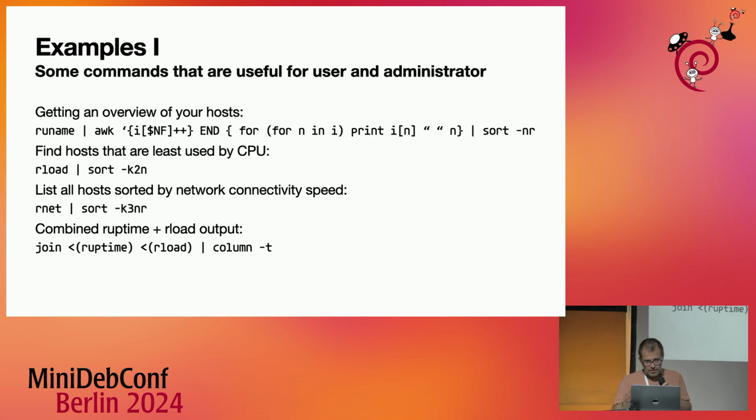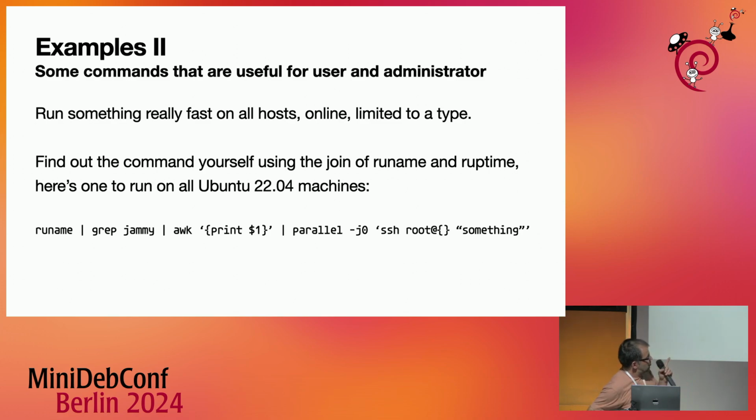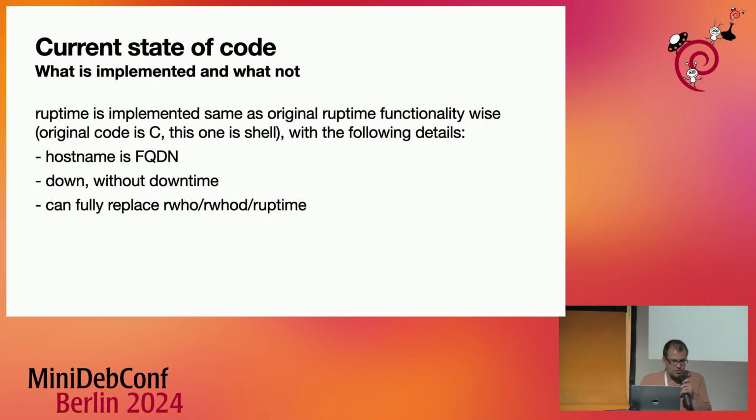I did some examples. I will skip them because I've got only 2 minutes left. I'll put the slides online later so you can read them more slowly. The current state of the code, you see, it's compatible to rwho, rwho daemon and ruptime, which is in Debian, but they are the old version with broadcast, some bugs, and I plan to replace them. They are orphaned, and upstream doesn't develop them anymore. So something needs to happen.